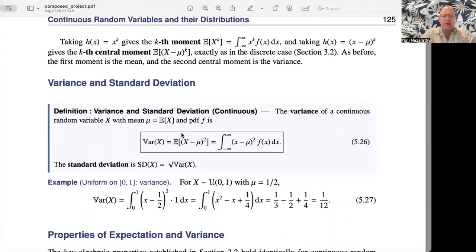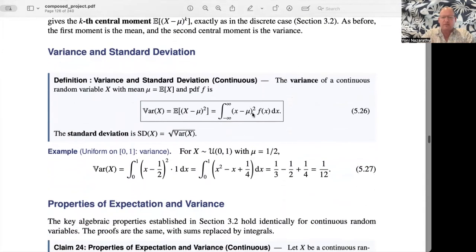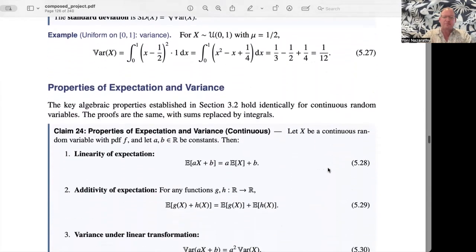Most importantly, the variance is the second central moment, defined in a way analogous to the discrete case, and that's this integral. And the same formula for the variance, saying that it's the second moment minus the first moment squared, still holds. So if you want the variance of the uniform, you can compute this from first principles and see that the variance of a uniform 0, 1 random variable is 1 on 12.